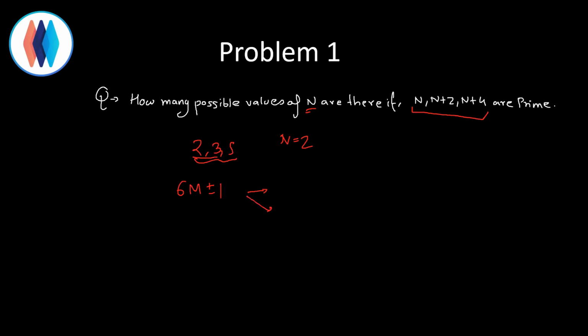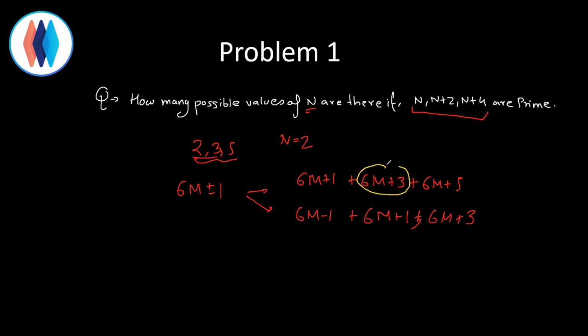So let's say that n is 6m plus 1 or 6m minus 1. Then the plus 2 and plus 4 will give me 6m plus 3 and 6m plus 5. And if it's the minus 1, then it will give me 6m plus 1 and 6m plus 3. In both scenarios there's one single problem: this factor is divisible by 3, regardless of the value of m, as well as this one.